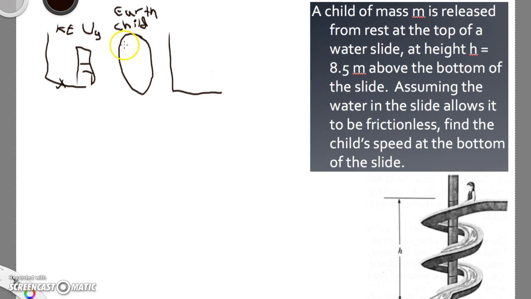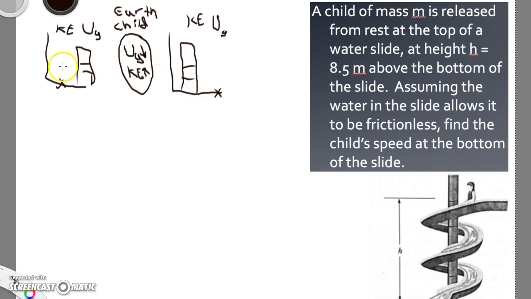And so what's going to happen as the child goes down the slide is that gravitational potential energy will decrease and transform into kinetic energy. Where we had gravitational potential energy before, now it's all going to be gone, and in its place, it will have turned into kinetic energy. Now from this point, the reason why we use these bar charts is because they're very useful.